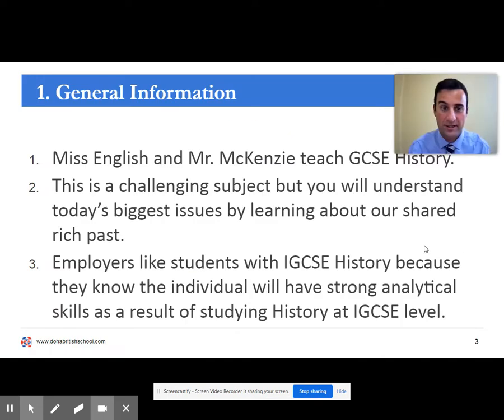So who are the staff that are teaching it in Year 10 and Year 11? Well, it's Miss English and myself, Mr Mackenzie. We both teach Year 10 and Year 11.